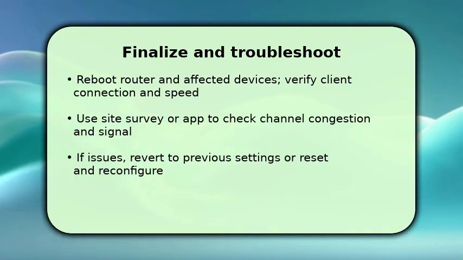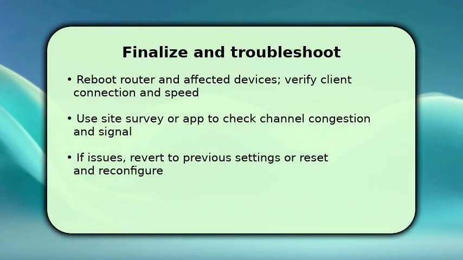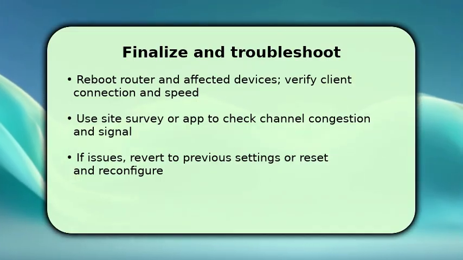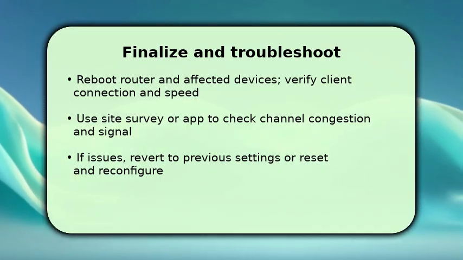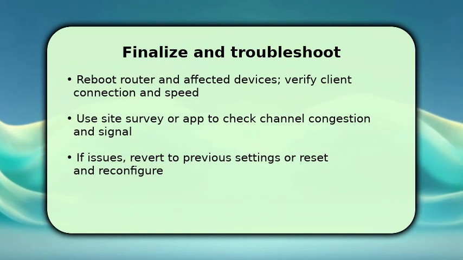If a device won't see 5 GHz, confirm hardware supports that band. If you encounter problems, scan for channel congestion and move to a cleaner channel. As a last resort, revert to the prior configuration or perform a factory reset and reapply the corrected settings.